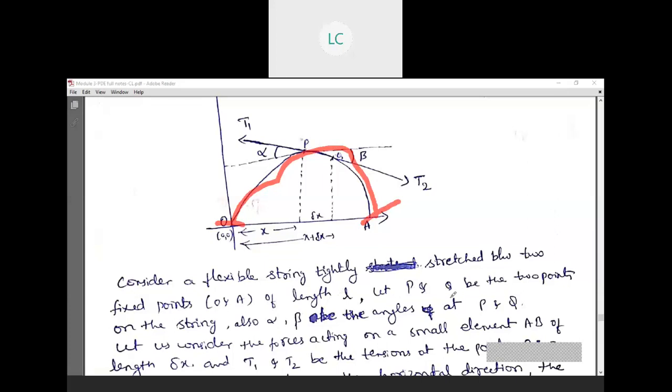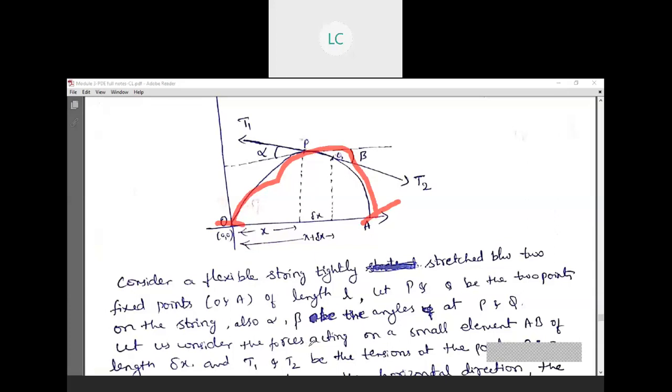Let P and Q be two points on the string. Okay, here I consider P and Q, two points. Just draw a tangent, you will get two points P and Q. Also, alpha and beta be the angles at P and Q. See, alpha is the angle at P, beta is the angle at Q.